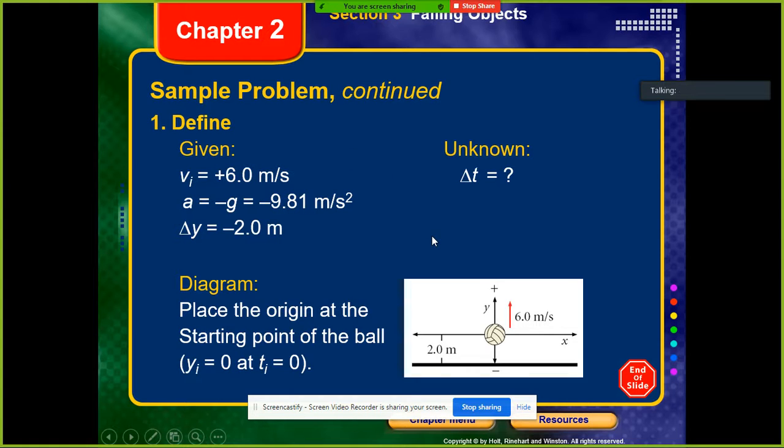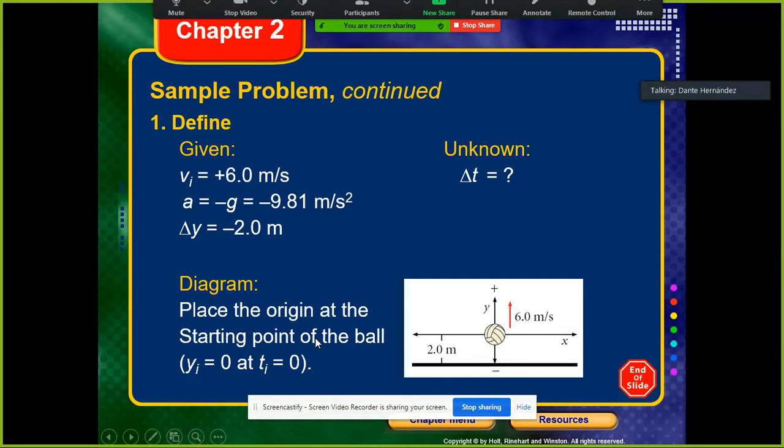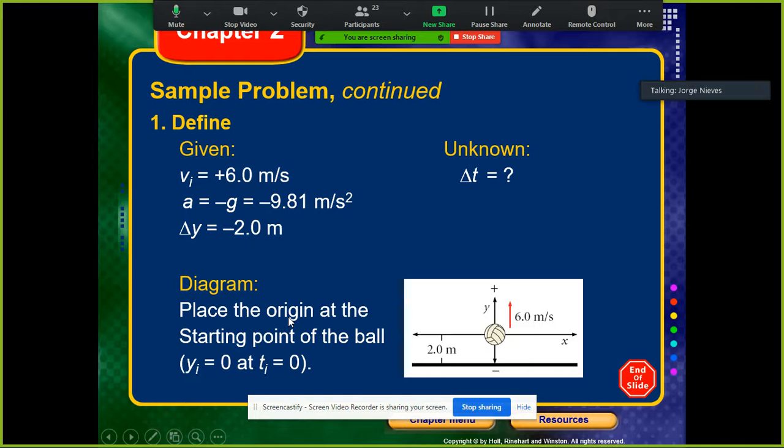Okay, and our unknown, the value that we're searching for, is the change in time, o cuánto tiempo se tarda la bola en el aire en caer al suelo, ¿verdad? Falling objects. Okay, so that's the question we're trying to answer.